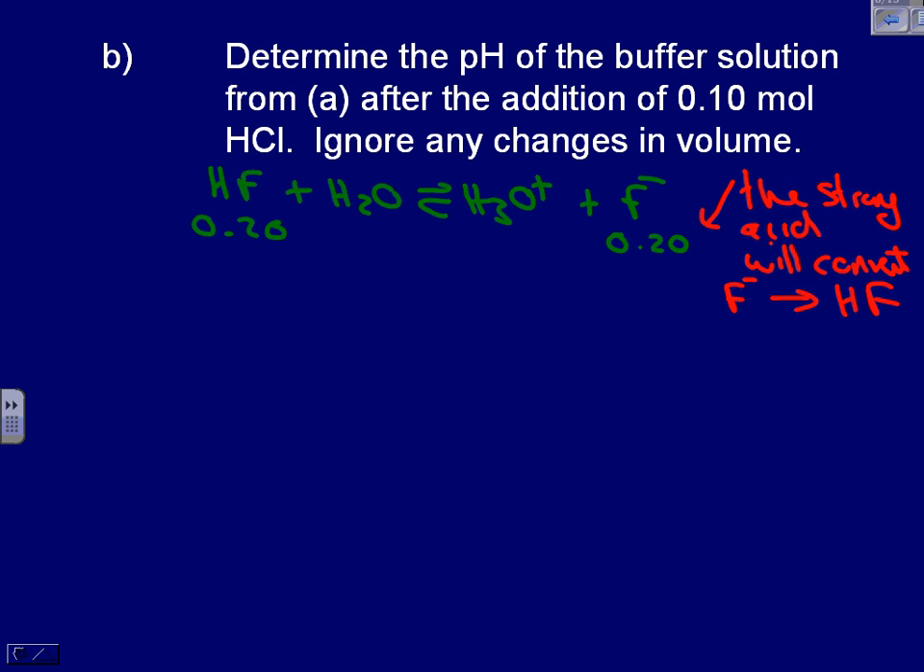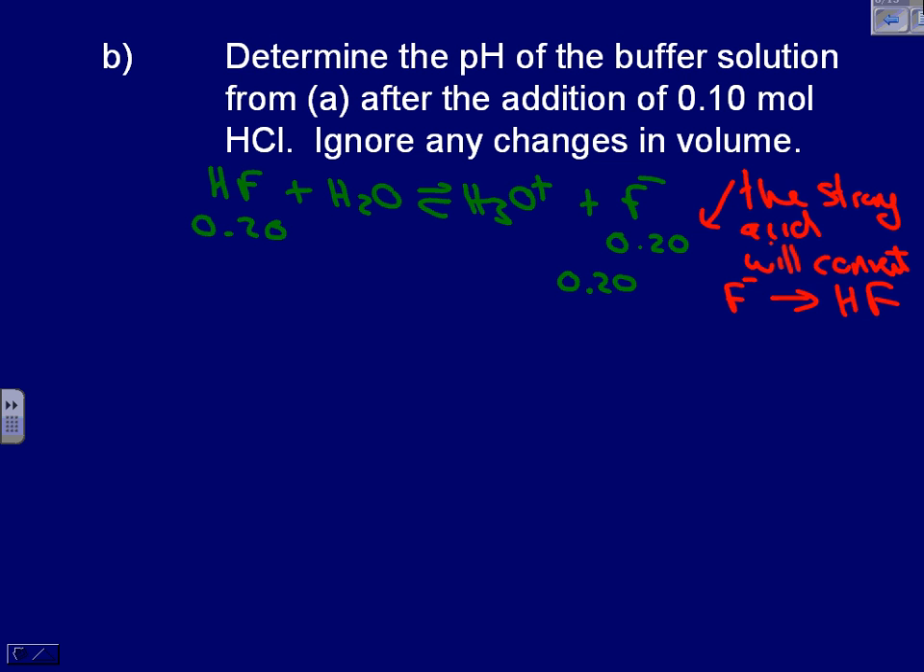That means my 0.20 that was HF is now going to get smaller because it's being turned into, sorry, that was F minus is now going to be turned into HF. How much smaller is it going to get? Half as big. Why is it going to get half as big in this case? It's not going to get half as big in every case, but in this case, you're right. It is going to get half as big. Why is it going to get smaller by half?